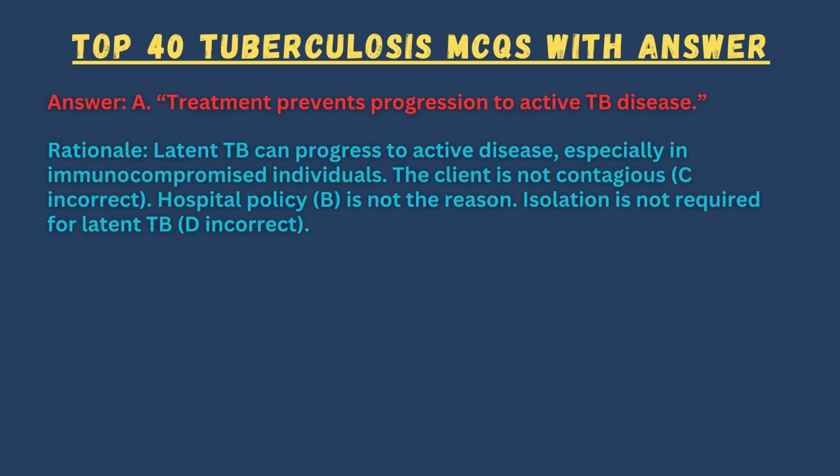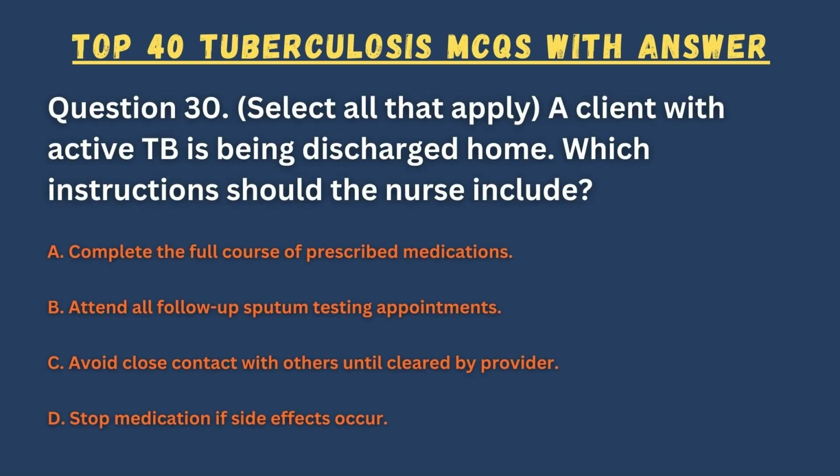Answer A. Treatment prevents progression to active TB disease. Rationale: latent TB can progress to active TB, especially in immunocompromised individuals. The client is not contagious, so C is incorrect. Hospital policy, B, is not the reason. Isolation is not required for latent TB, so D is incorrect.